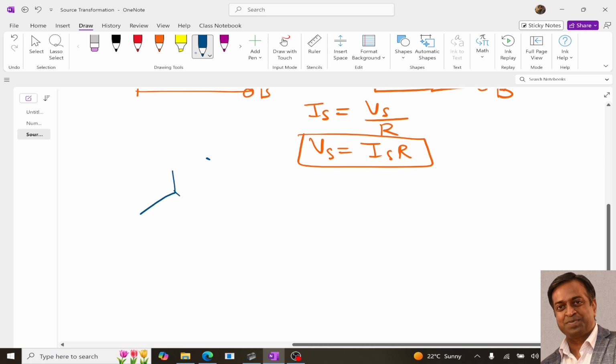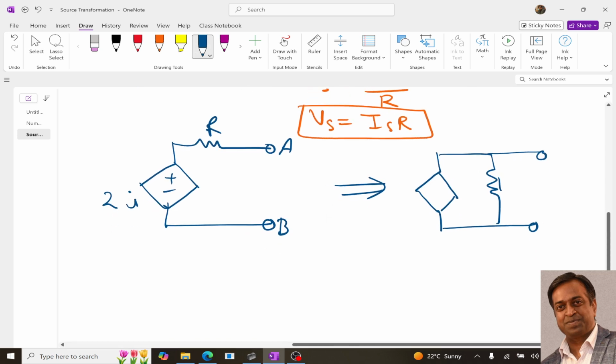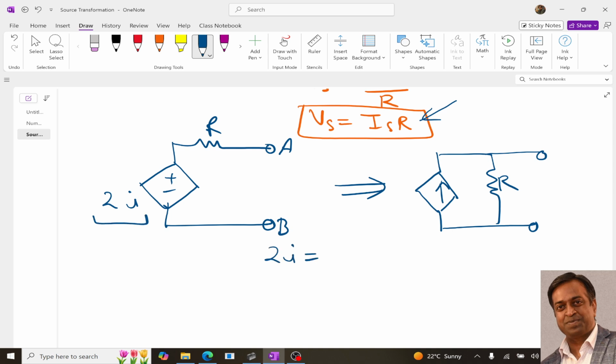It means that suppose I have a dependent voltage source in series with a resistance, and let the value of this dependent voltage source be 2I. This can be transformed into a dependent current source in parallel with a resistor having the same value R, whereas the current source will have its value following this rule. Here Vs is 2I and R is the resistance, so Is equals 2I upon R. So the value of this current source will be 2I upon R. In this way, we can transform any voltage source into a current source and any current source into a voltage source.